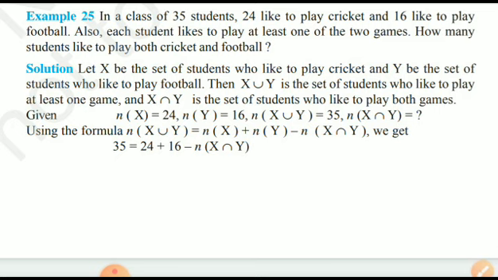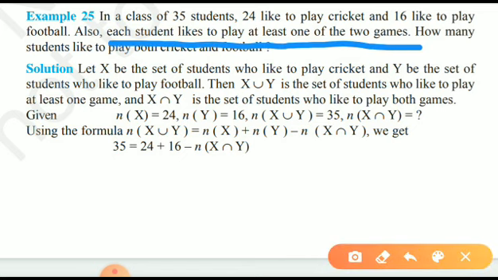Now here your 35 is the strength of the class. But is it mentioned that each student likes to play at least one of the two games? That means there won't be any student left behind who will not play any game. So is that 35 the union of the two sets? Yes. Only if it were given that in a class of 35 students, 24 like to play this, 16 like to play the second game, and some do not play any game, in that case my 35 wouldn't be my union. But since it is specially mentioned that each student likes to play at least one, that means minimum one game they prefer, that 35 is nothing but the union of the two sets.